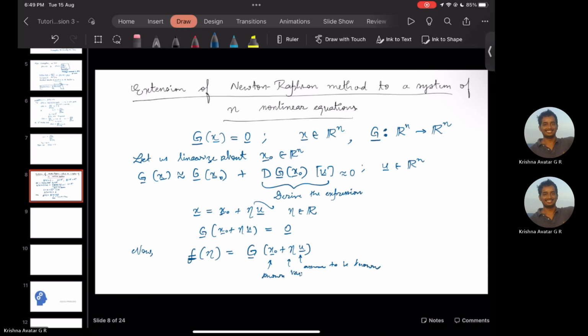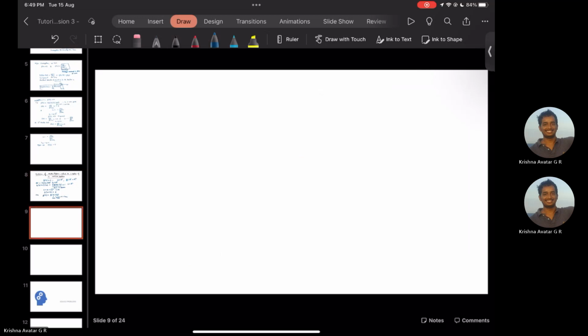And eta is considered to be a variable. Now it looks as if we have a system of equations, but in just one variable, isn't it? As if just eta is a variable. Now we can easily use Taylor series expansion, isn't it? Now you understand the idea, right?